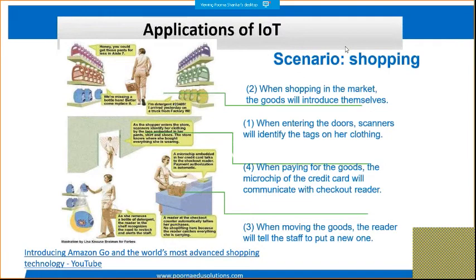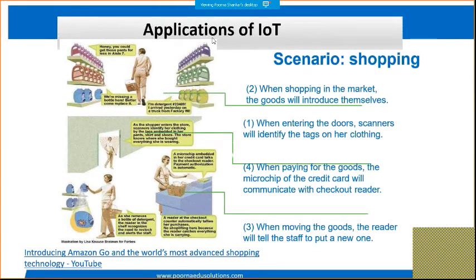Now, the applications of IoT. One of the best examples is the shopping cart. Especially in the US, it is automated now. Very soon we are going to get it in India. The first step is when you are shopping in the market, the goods will introduce themselves. So these are all the shelves. In the shelves, the goods will introduce themselves. Like, I'm a vegetable, you come and pick me up, I have been grown in this place, and these are all my nutrition values. All that you will get to know.